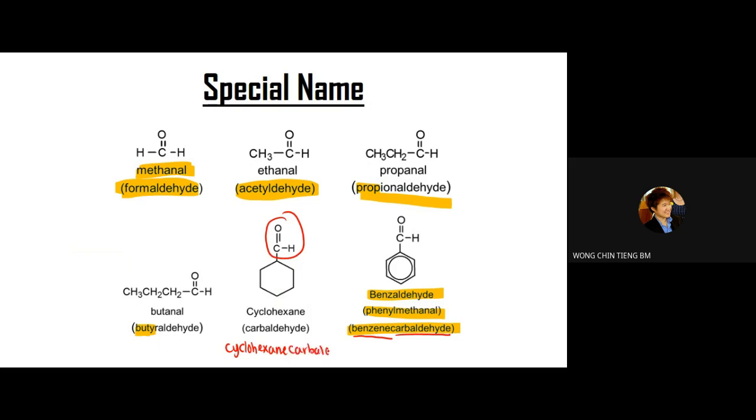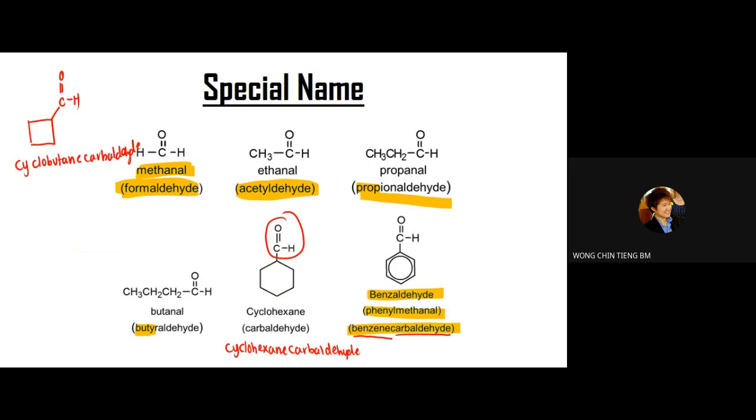Itu maksud saya. Bermakna kalau ada cyclobutane, dia akan jadi cyclo, C double bond OH, dia akan jadi cyclobutane carbaldehyde. Betul. Dia akan jadi the name of the cyclic tambah perkataan carbaldehyde. Carbaldehyde means cycloaldehyde.